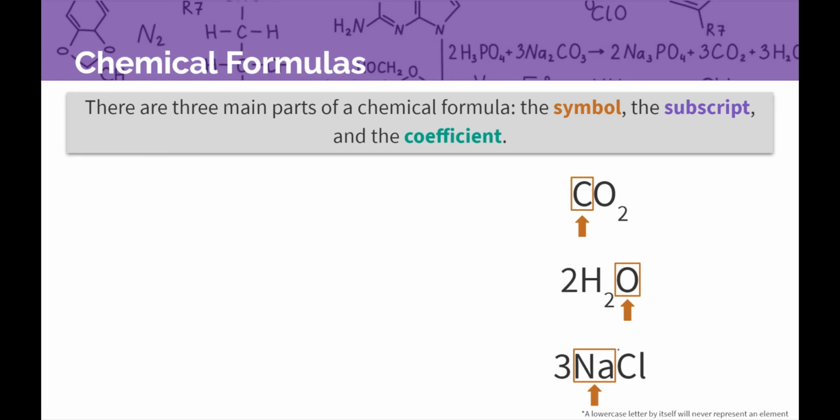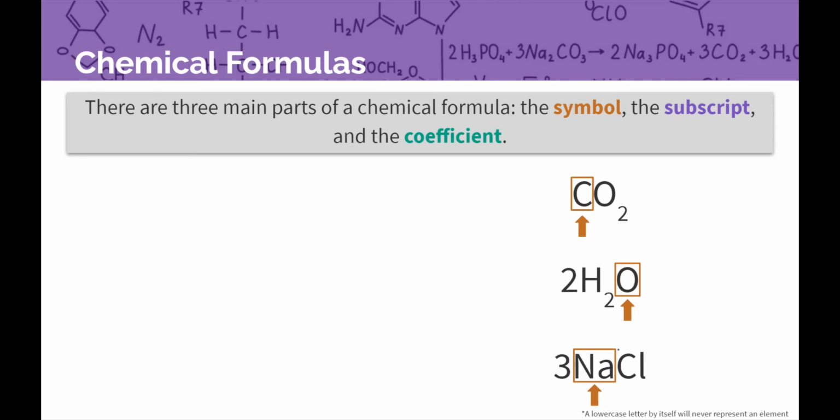So if there is a lowercase letter, it has to be connected to the capital letter that's in front of it. So this lowercase a, because it's lowercase, is part of the capital N. That's all one chemical symbol, and that's the chemical symbol for sodium. The lowercase l can't be its own element, so it's paired with the capital C. And capital C, lowercase l is the chemical symbol for chlorine.